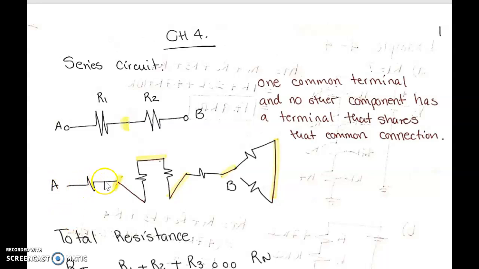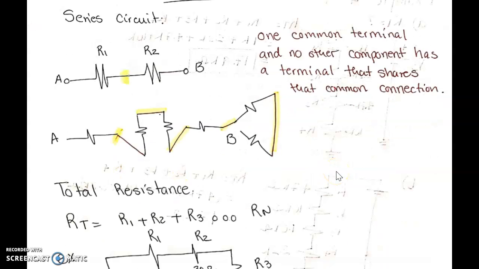So we go from A, we come here, the single connection, then we move on, we go through this resistor, single point connection through these two resistors, then we go across, we go through here, single point, go across, single point, and then we end at B. So those resistors are considered to be in series.